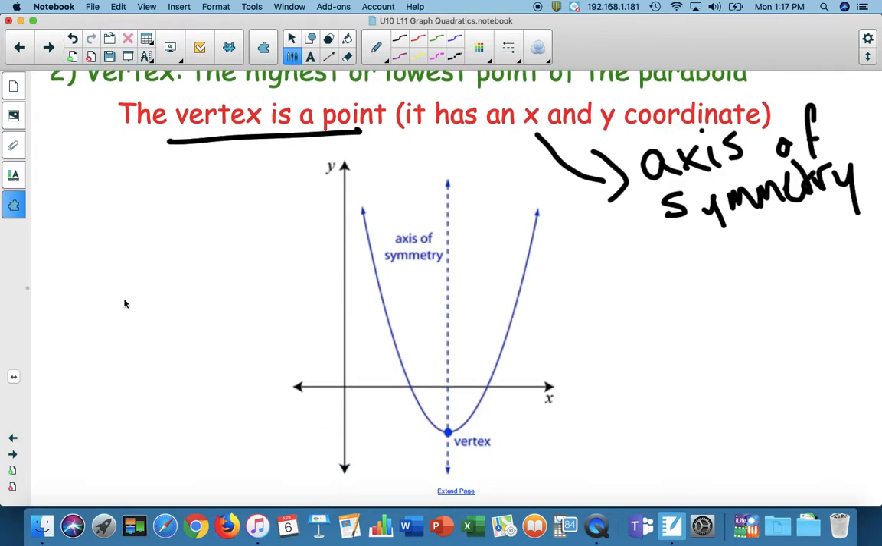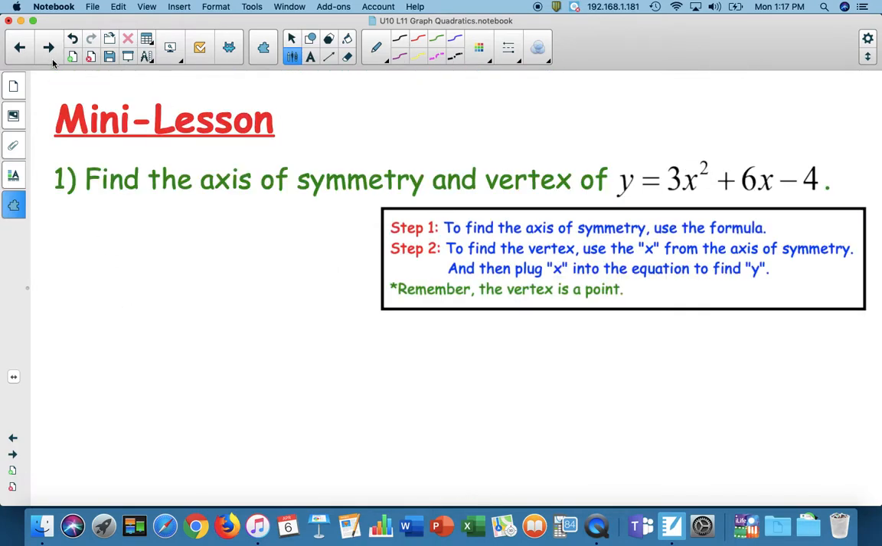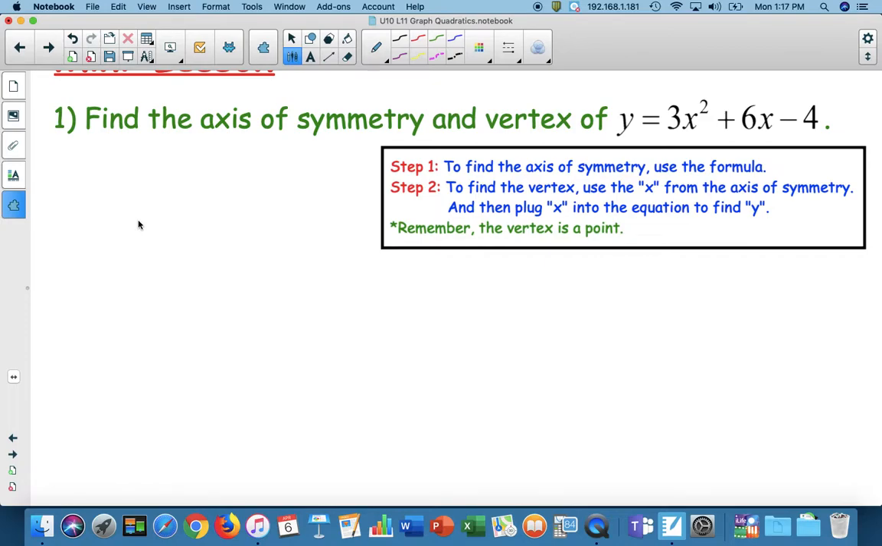Okay, let's do an example of that right now. So here we have y equals 3x squared plus 6x minus 4. You guys will notice that it is not equal to 0, and we're not going to set it equal to 0 because we're graphing. So we're going to have it set equal to y, all right? So remember, when it's set equal to y, you're graphing. When it's set equal to 0, you're solving.